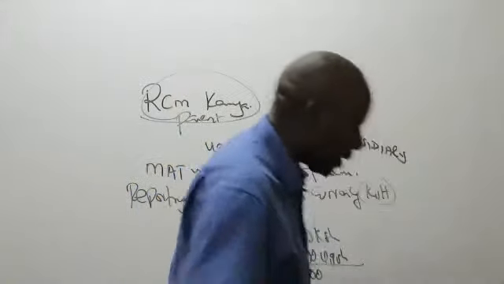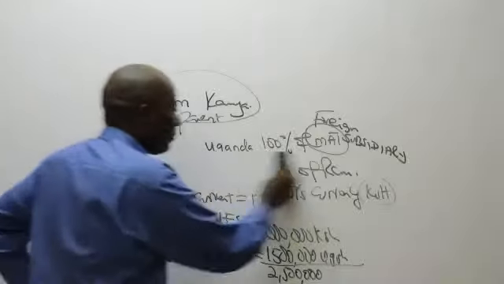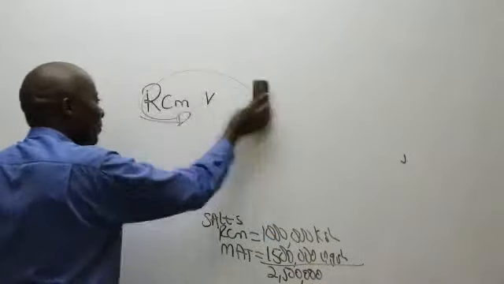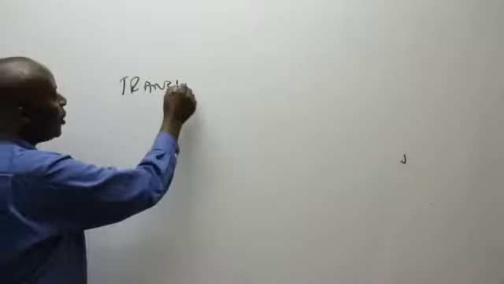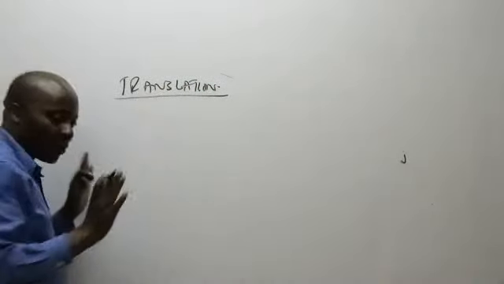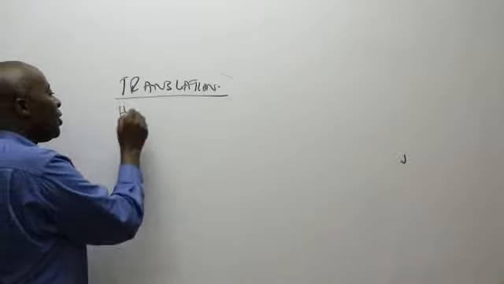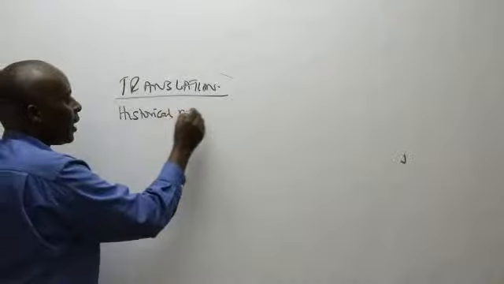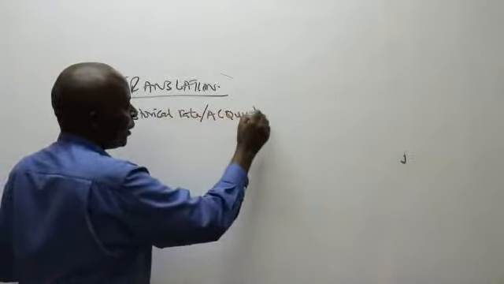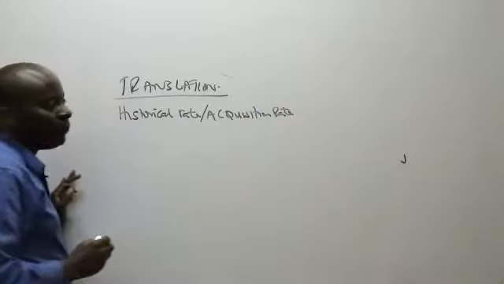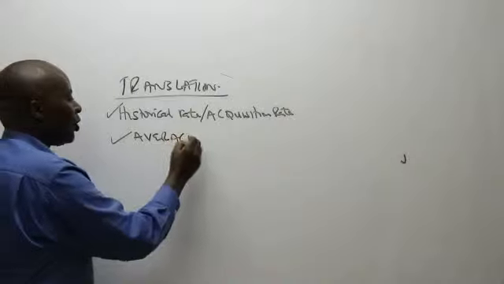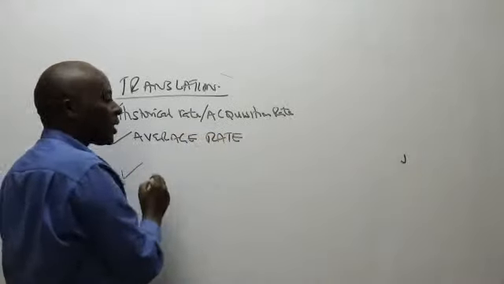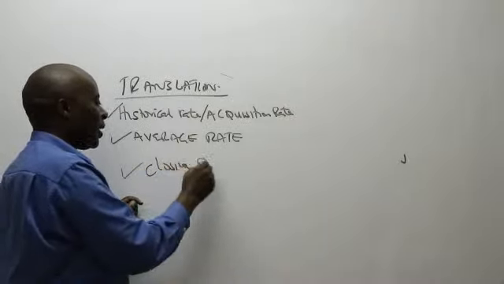Now, ladies and gentlemen, listen to me very well. Please listen. In your exam, always, for purposes of translation, you will be given three currencies. In most cases, you will be given what we call the historical rate. At times we get some books calling it the acquisition rate, exchange rate. All right. You'll be given the closing, or rather the average first, the average rate. And then lastly, you'll be given the closing rate.